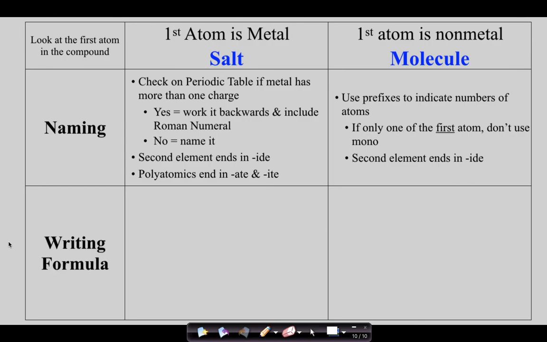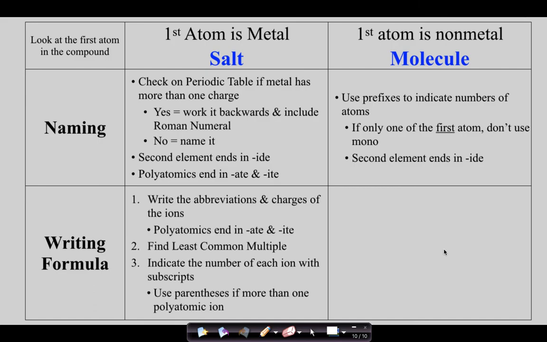So guys, what about writing formulas? You look at the name and now you've got to write the formula. It says manganese 4 chromate and you've got to write the formula for the thing. Well guys, here's what we do. Just like the homework you graded, write down the abbreviations and the charges for the ions.